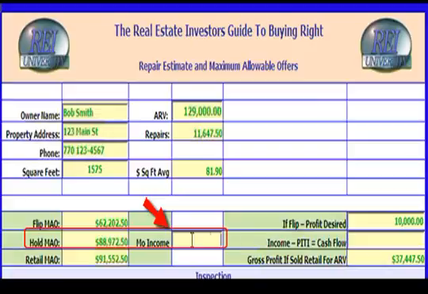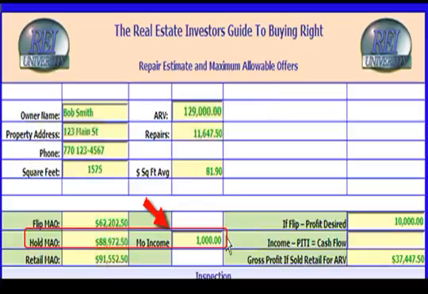By whatever means I come up with that number, I want to put that number in here and just have it as a handy reference if I'm thinking about holding the property for cash flow. So let's just say for our example that this property would rent for approximately $1,000 a month.